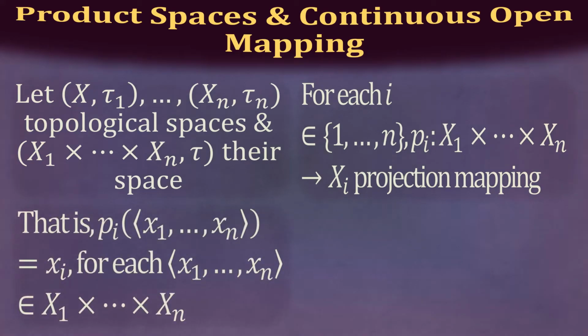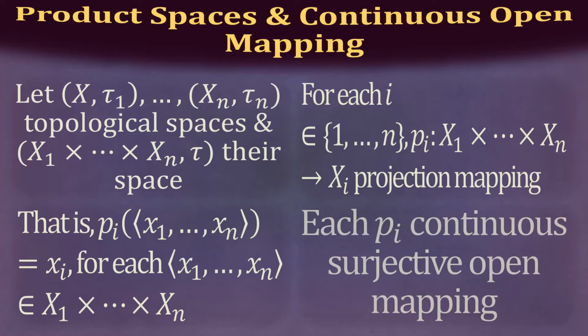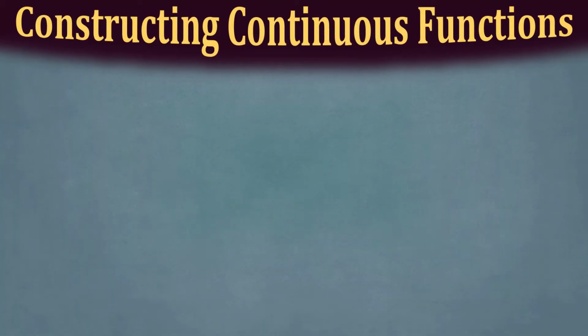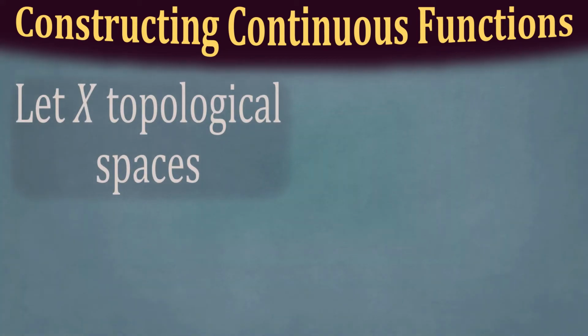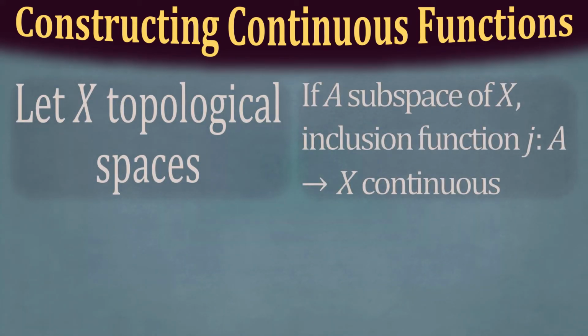That is, Pi of (x1, ..., xn) equals xi for each (x1, ..., xn) in X1 times all the way up to Xn. Then each Pi is a continuous surjective open mapping. Now, let's discuss a rule for constructing continuous functions. Let X be a topological space. If A is a subspace of X, the inclusion function J from A to X is continuous.